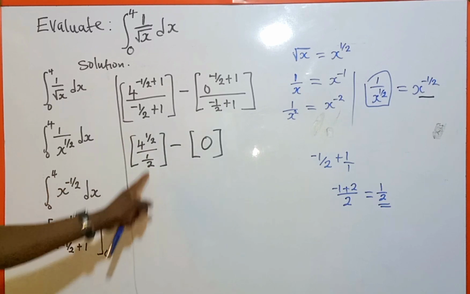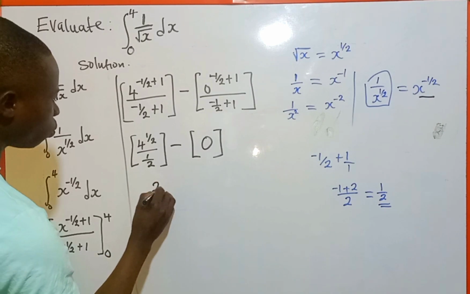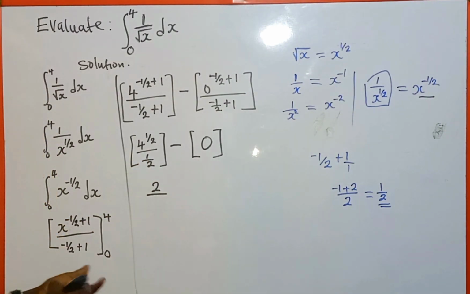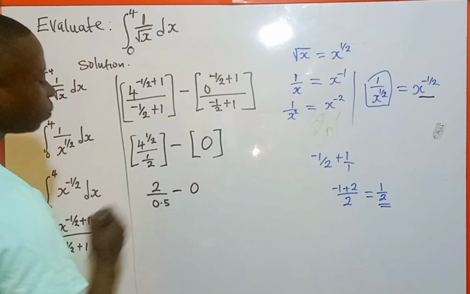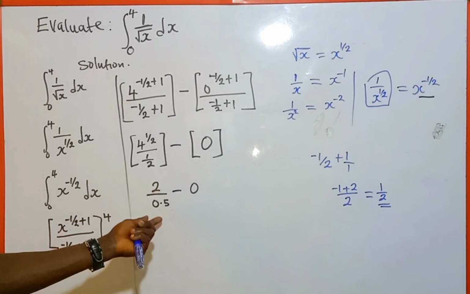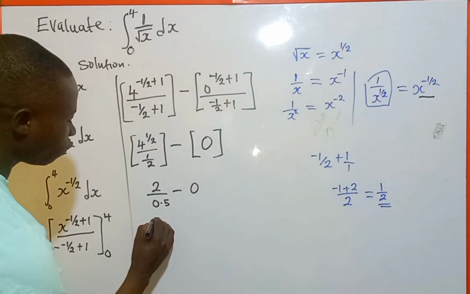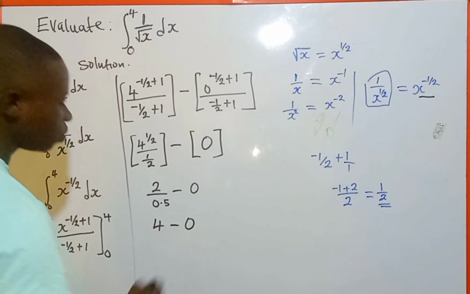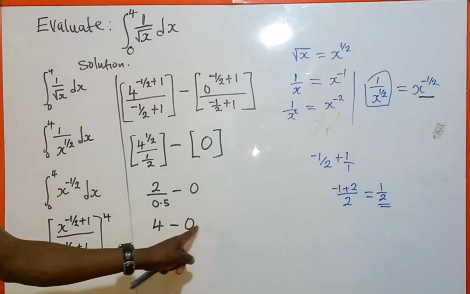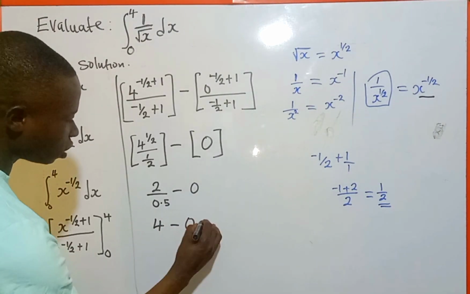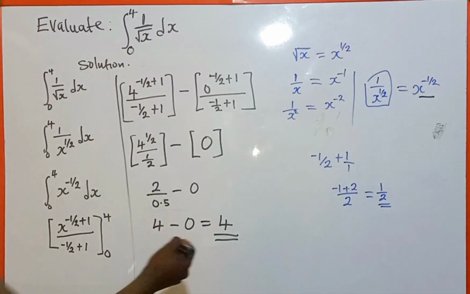The next thing is to simplify this. 4 to the power of half gives us 2, over 1 divided by 2, which is 0.5, then minus 0. So the next thing is to divide 2 by 0.5. 2 divided by 0.5 gives us positive 4, minus 0. You can use your calculator to test: 2 divided by 0.5 gives us 4, then minus 0, and 4 minus 0 is equal to 4. So the integral of this function with respect to x is equal to positive 4.